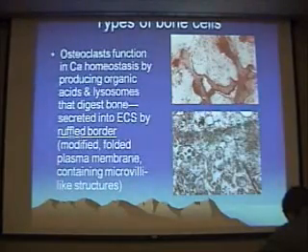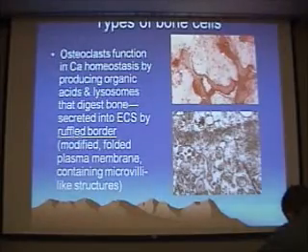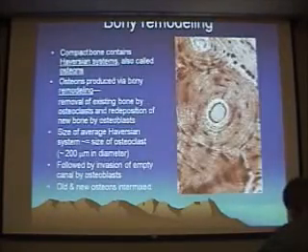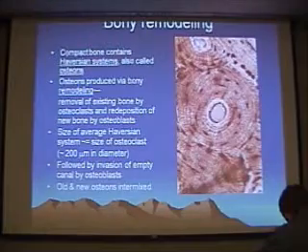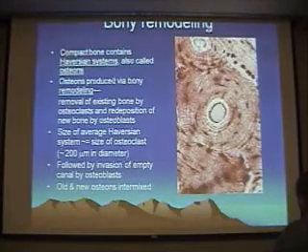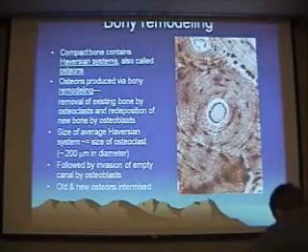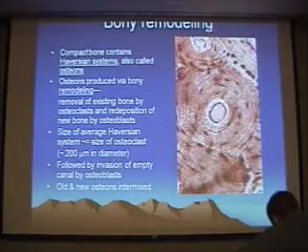Here we have just some more views of osteoclasts. Here's a couple of nice pictures of osteoclasts, an EM view. The point of bony remodeling is to form what are called Haversian systems or osteons. These enhance the strength of bone.